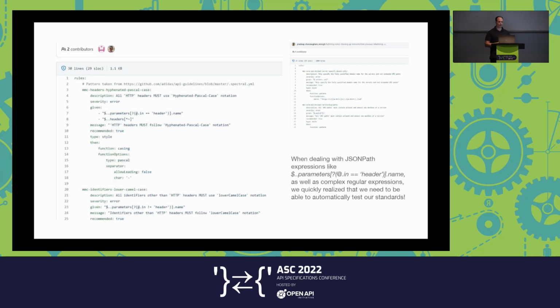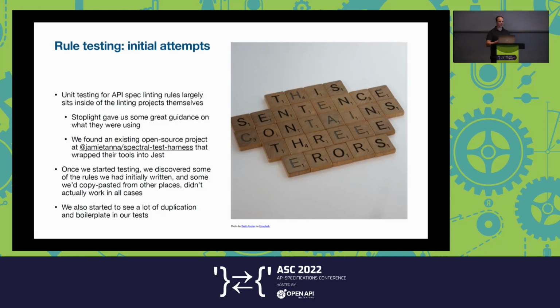And so what we realized fairly early on is, if we're going to try and move our standards into linting rules, we need to be able to test them. And that's where things got a little tricky. So once you get into testing linter rules, at that point, you're really pretty heavily embedded into the product that you're using. So luckily, Stoplight has a great Discord community. We reached out. They shared a lot of what they were doing, which are internal tools that sit inside their open source repositories.